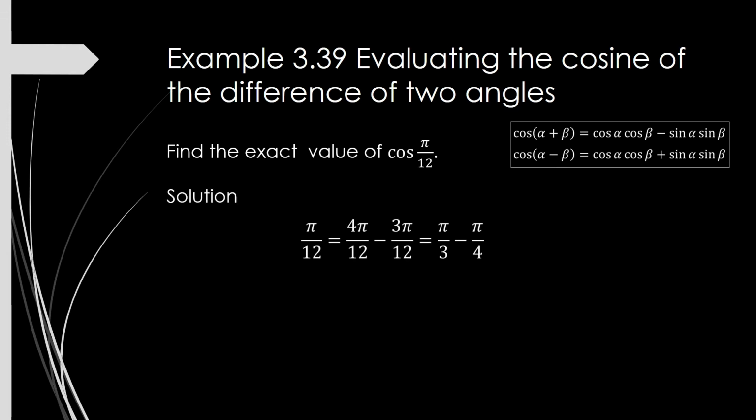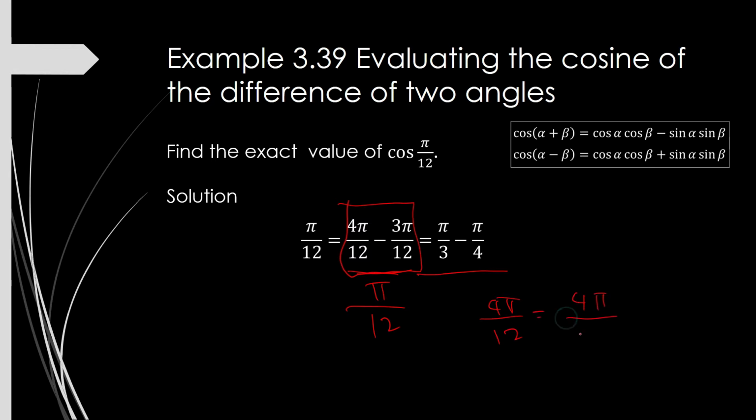We shall write pi over 12 as the difference of two angles. I chose these two angles because upon simplifying them, they will lead you to pi over 3 minus pi over 4. So let us verify that this is indeed equal to pi over 12. Well, it's easy. We just copy the denominator and then 4 pi minus 3 pi is just pi. Now, how about 4 pi over 12? Is that really equal to pi over 3?